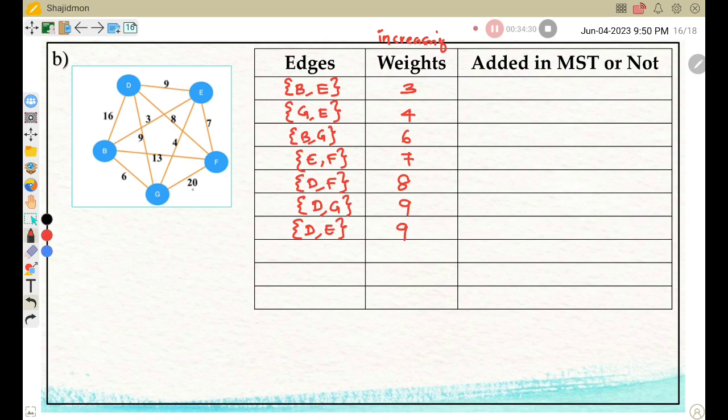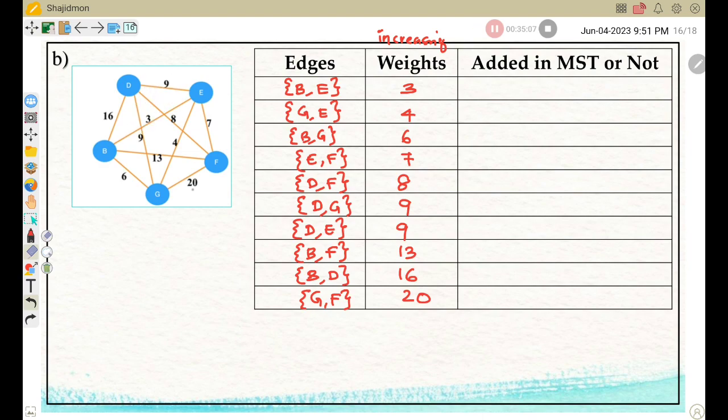Now next one 13. This one. That is B and F. BF, that is 13. Now after 13, we have 16, BD, correct? 16. Now after 16, 20 is there here, GF, 20. Hope you understood how we are writing in the first step.